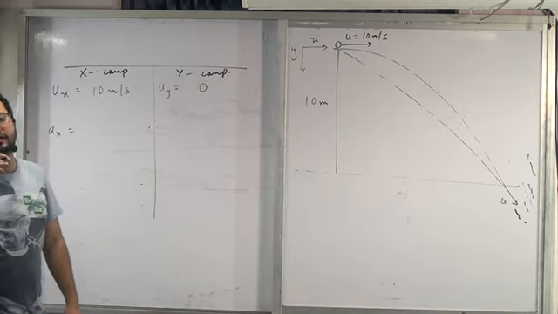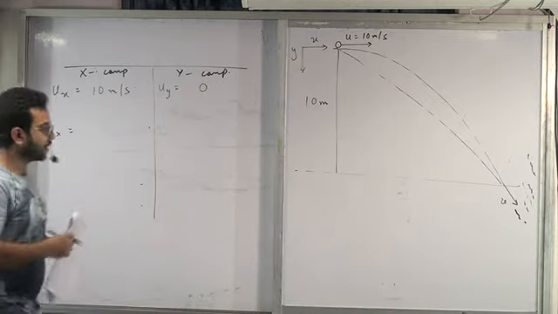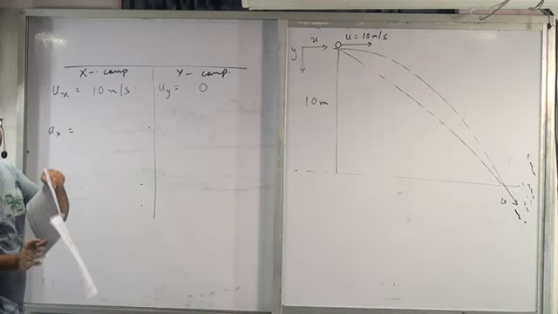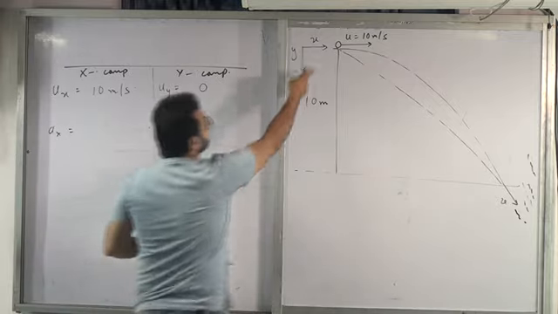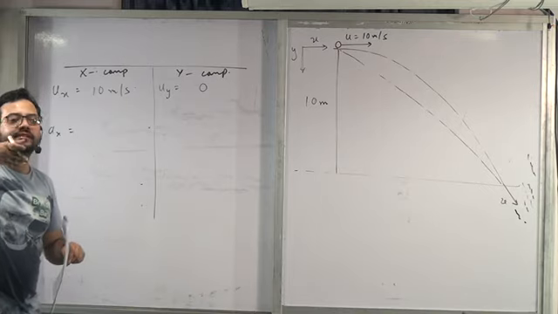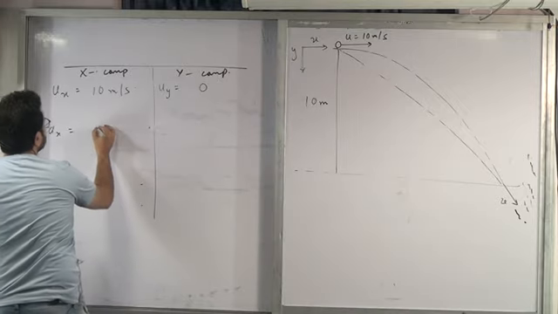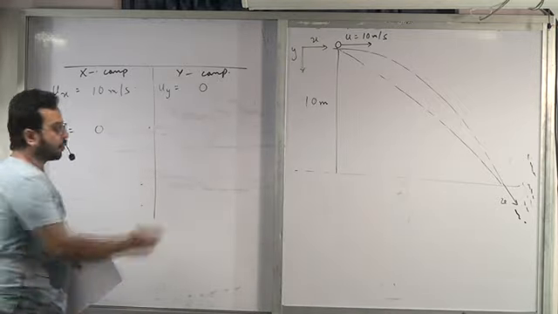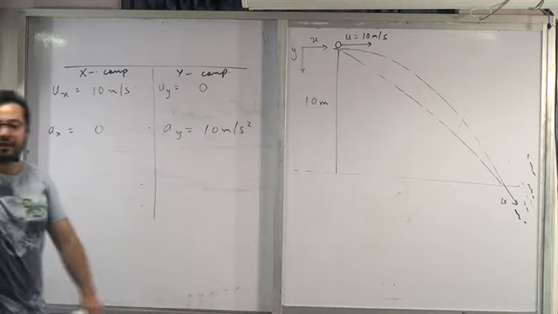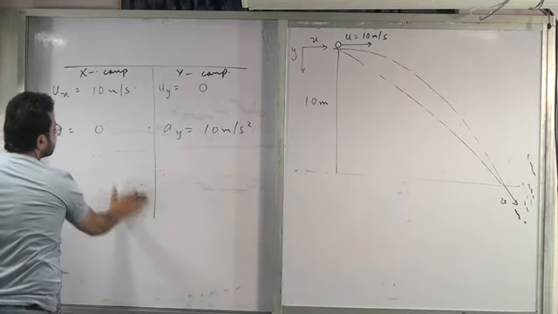It is making an angle 0 degree. So 10 cos 0 degree will be 10, and 10 sin 0 degree will be 0. Tell me what will be ax. 0, because the acceleration due to gravity is downwards. Does the acceleration have any component in the horizontal direction? It does not. So this becomes 0. What is ay? 10 meter per second square. The acceleration due to gravity is along the y-axis. Is that clear?